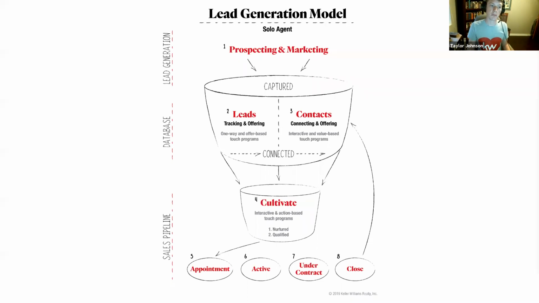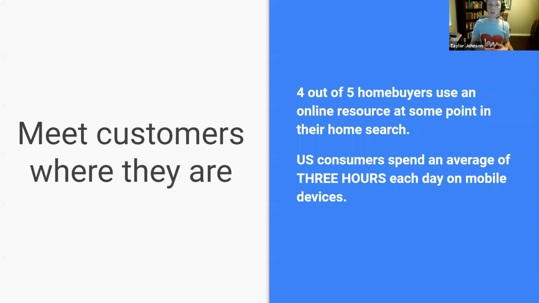The prospecting and marketing is really what we're going to be covering today, and that's going to be primarily, in this example, Facebook marketing. Now, prospecting and marketing can be all kinds of stuff: postcard campaigns, door knocking, passing out business cards to random people you see on the side of the road, whatever you want. But we're going to primarily focus on Facebook ads for a few different reasons. One of them is because we want to make sure we're meeting customers where they are.